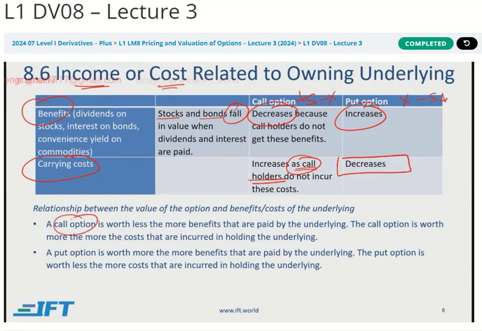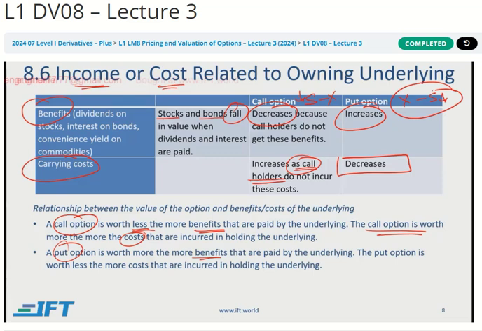So a call option will be worth less because of the benefits, because they reduce the value of S, and it will be worth more if the costs are more, since you are not holding the asset, somebody else is holding it for you. A put option is worth more if the benefits are paid, because this reduces S and overall your exercise value is higher.